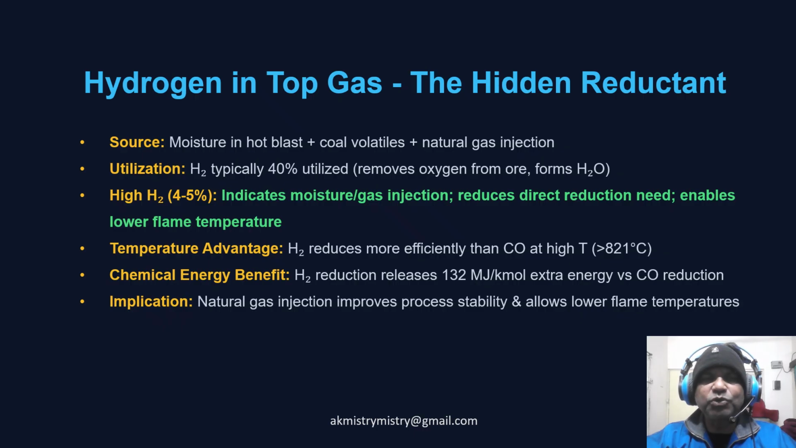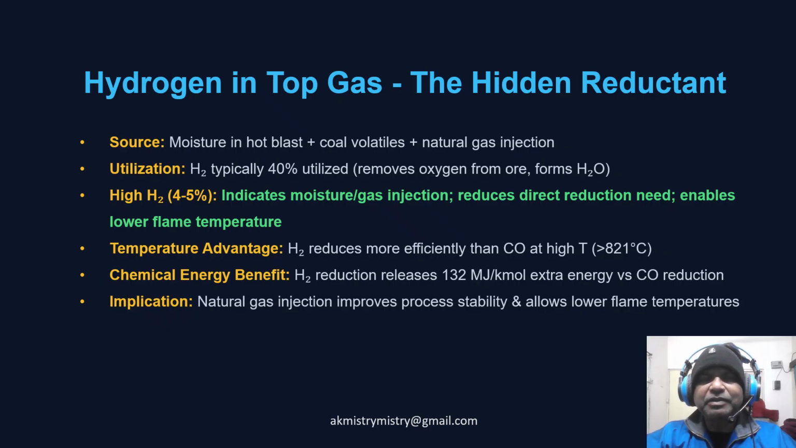Hydrogen reduces ore more efficiently than carbon monoxide at temperatures above about 821 degrees centigrade and releases additional chemical energy. So natural gas injection can improve process stability and allow lower flame temperature without losing productivity.